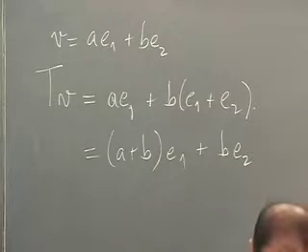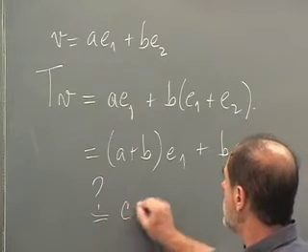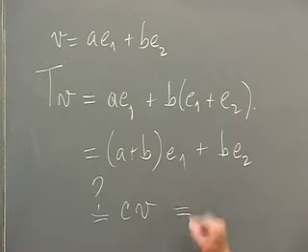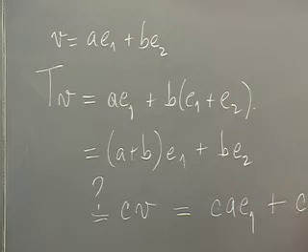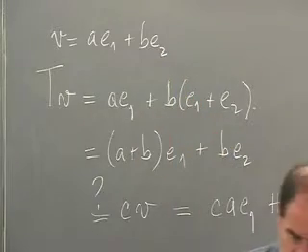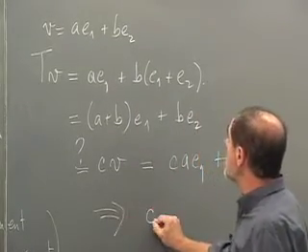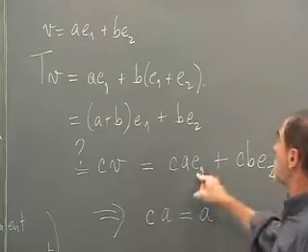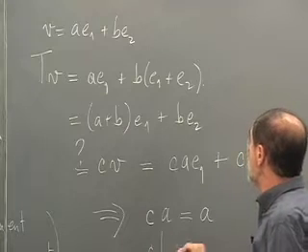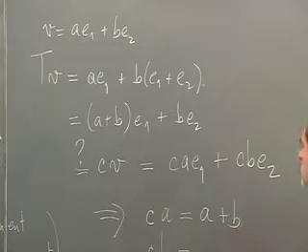We can work out what T does to anything once we know what it does to the basis. Now suppose that T of V could be equal to C times V. Well, C times V is C A E1 plus C B E2, because here's V. If that's equal, then the coefficients of E1 have to be the same: CA is equal to A. And CB is equal to B, and the coefficient of E2 gives CB equal to B.